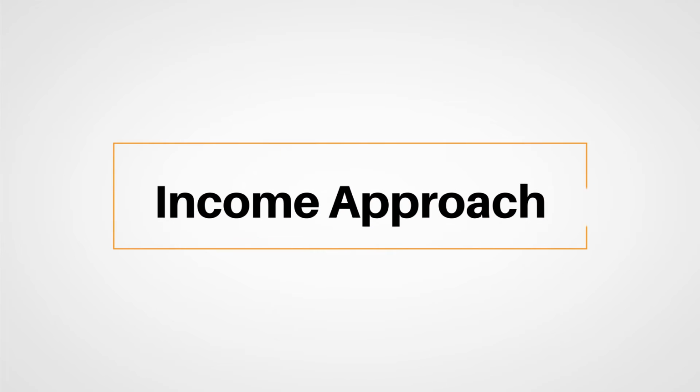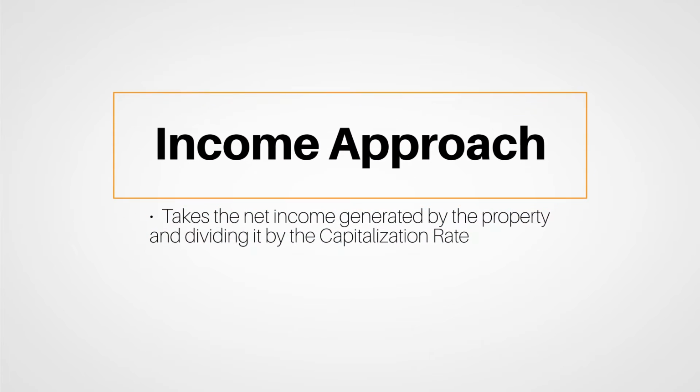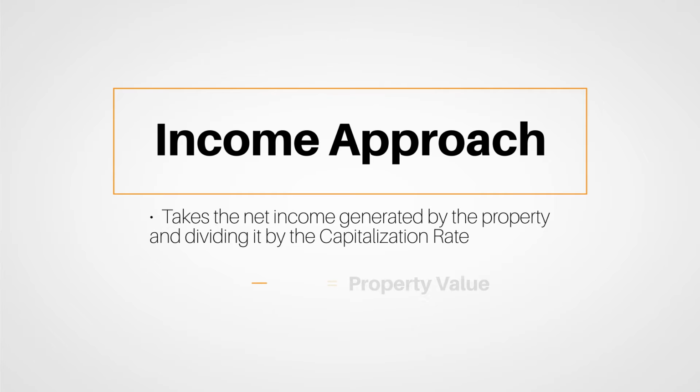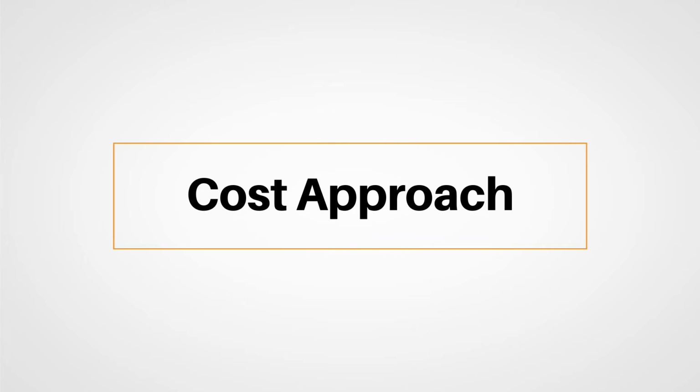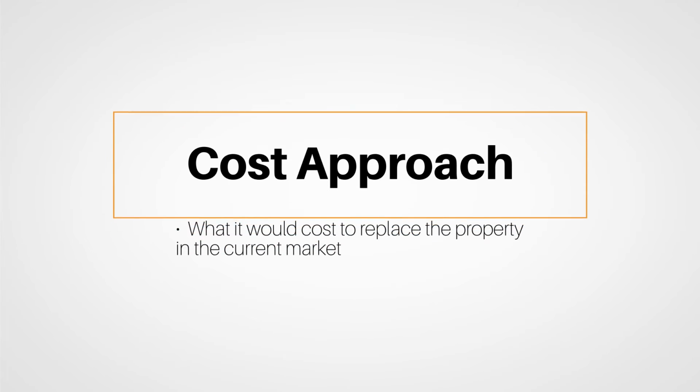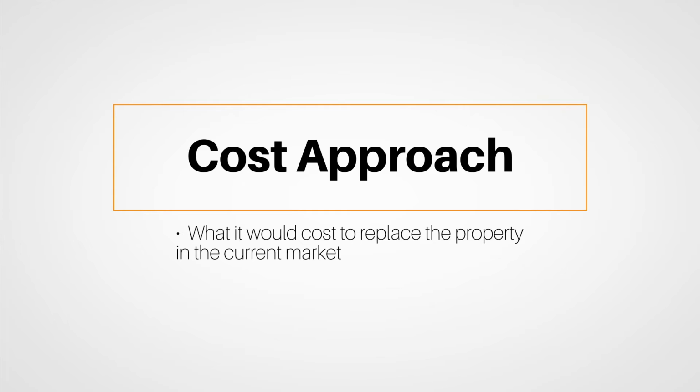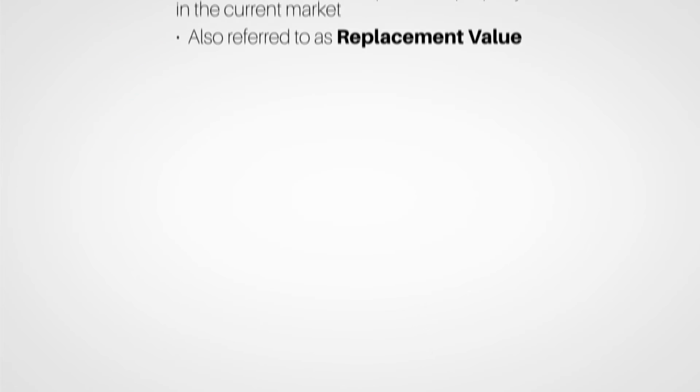The income approach estimates property value by taking net income generated by the property and dividing it by the capitalization rate, which is the income that the property is expected to generate. The cost approach is slightly different. It determines the value of a property by looking at what it would cost to replace the property in the current market. This is also referred to as the replacement value.